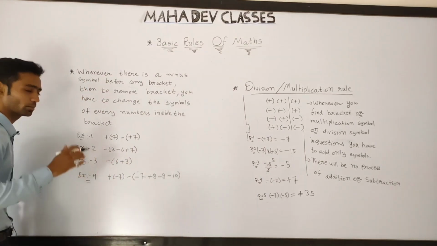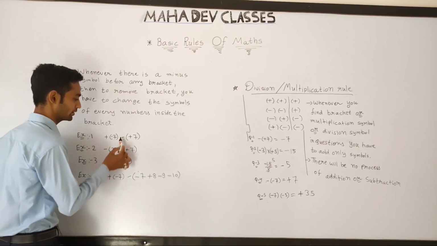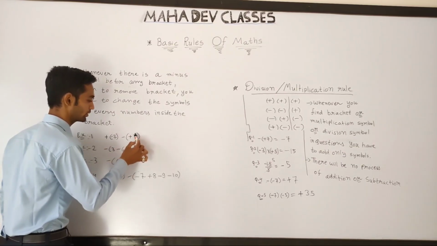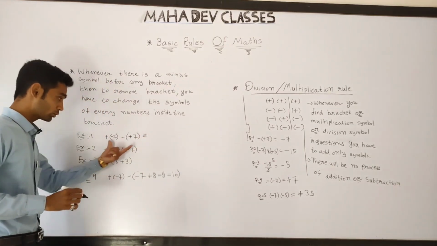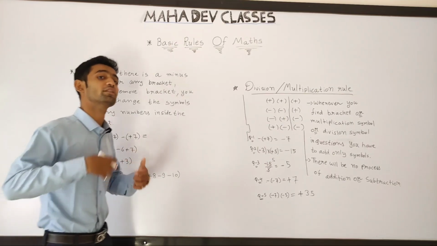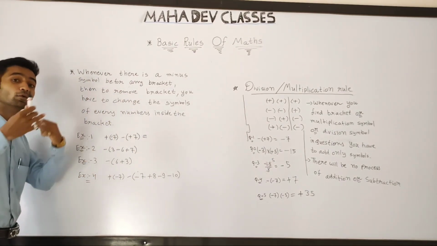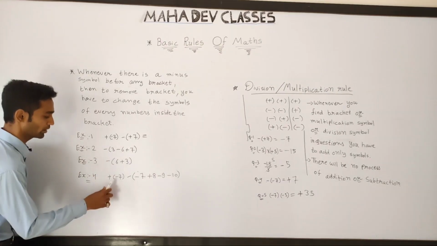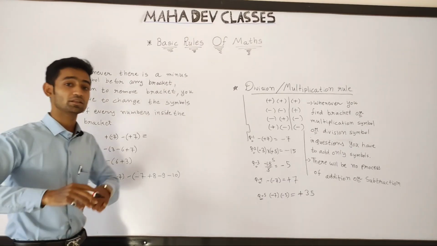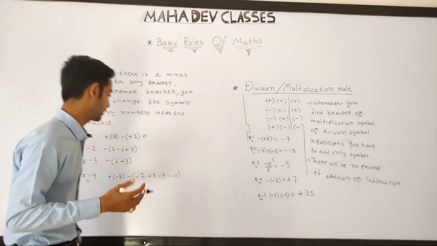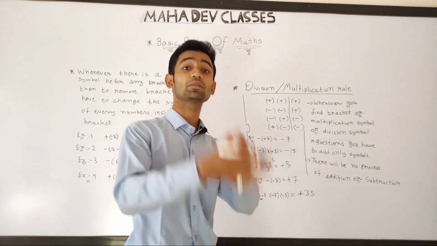Okay, now example number 1. See, here is a plus, and in the bracket there is a -7, and after that there is a minus, and in the other bracket there is a +7. Okay, see, to remove these brackets, what do we have to do? See, whenever there is a plus sign before the bracket, then we will not change the symbol. Okay, we will change the symbol only when there is a minus before the bracket.